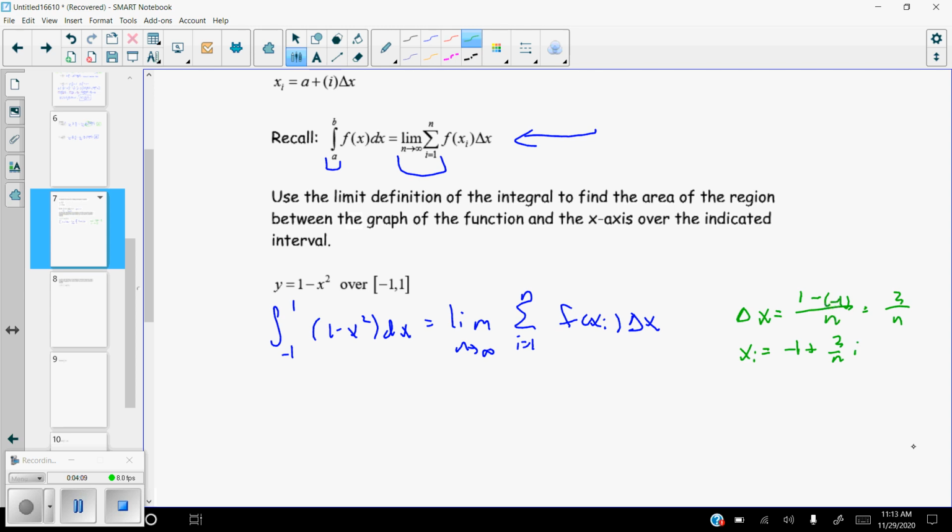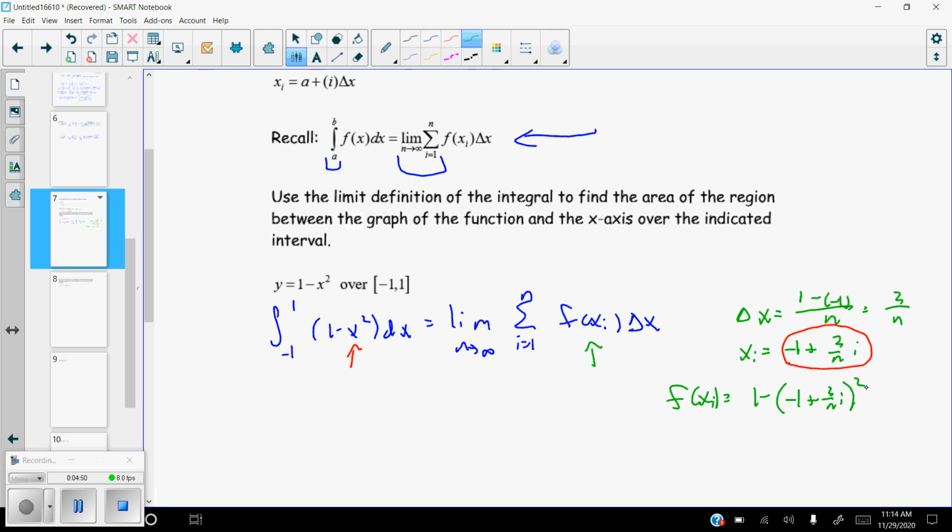Now I need f of x sub i. That means I'm going to take that whole x sub i and plug all of this stuff right here into the x's in my f of x. So f of x sub i, let me erase this and make a little more room, because I might need a little more room to write it. f of x sub i is going to be 1 minus, I'm going to plug in -1 plus 2 over n times i, squared. That is f of x sub i.